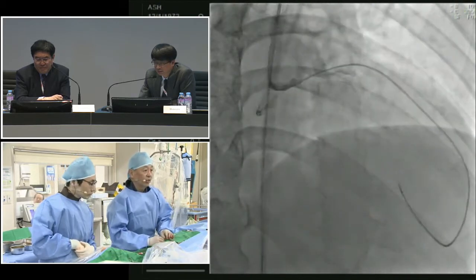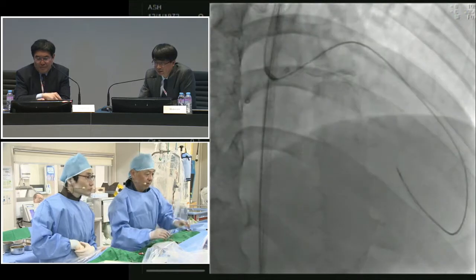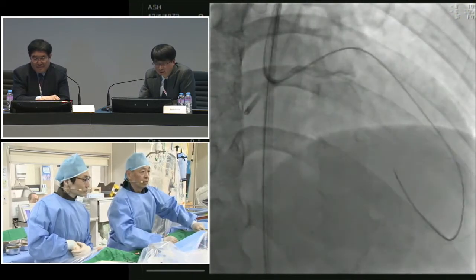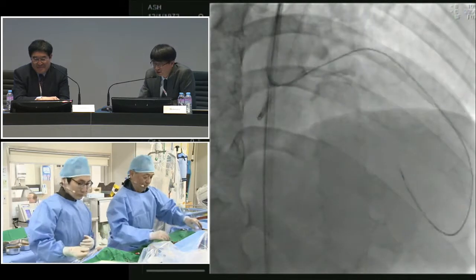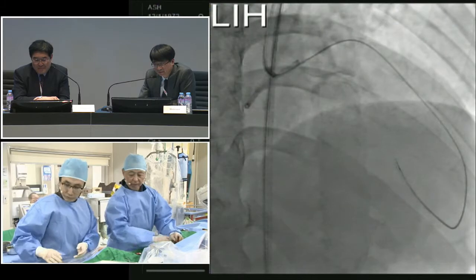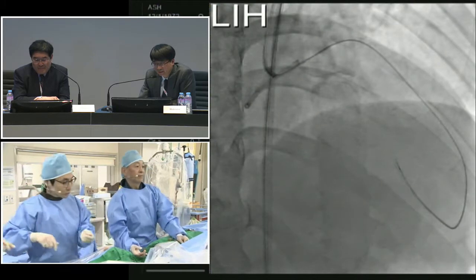All right, I changed the engaged guiding catheter system now. So this case showed no easy CTO. Always, easy CTO is difficult. Okay. Anyway, give me the balloon.